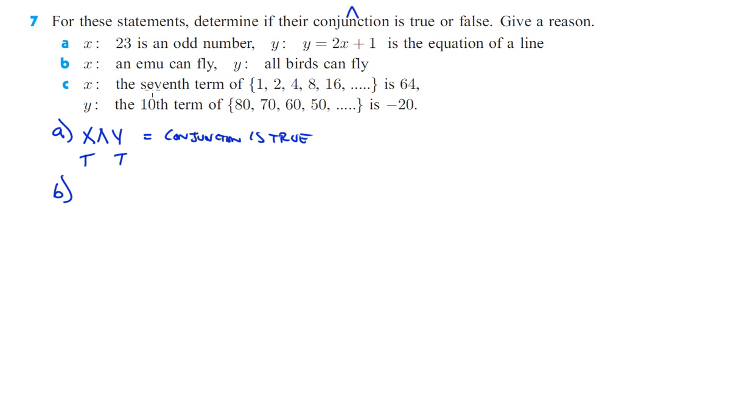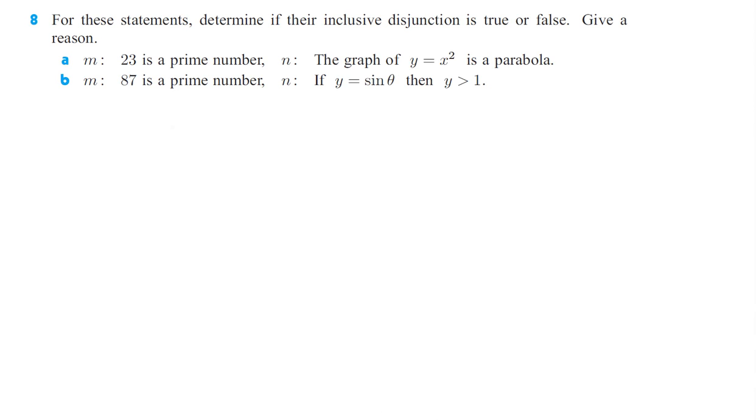Okay. B, an emu can fly, and then Y is all birds can fly. So in order to figure this out, you actually have to know if emus can fly or not. And apparently they cannot. So this is false and this is true. So that means that overall this has to be false. Okay, because again, they have to both be true in order for that to be true, since it's and. Okay, moving on to the next one.